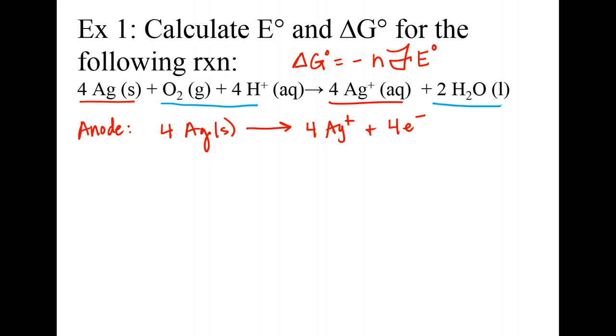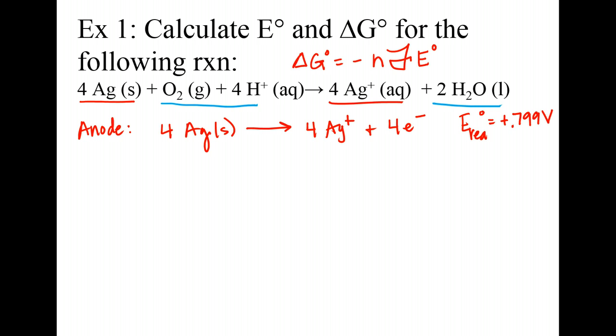Now that half reaction looks a little bit different than the way it is written on the green sheet because it's actually an oxidation reaction, so it's probably flipped. But when we do E-cell, we always want to stick with using those same reduction potentials. So that half reaction has a reduction potential of positive 0.799 volts.